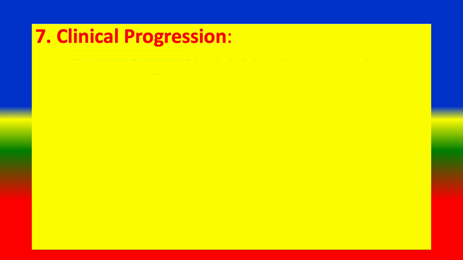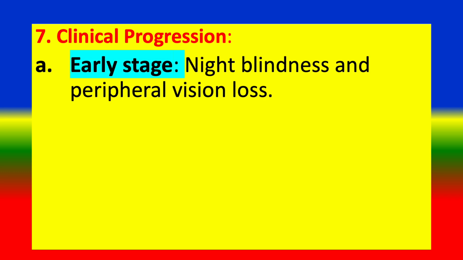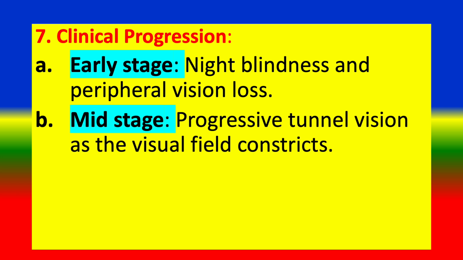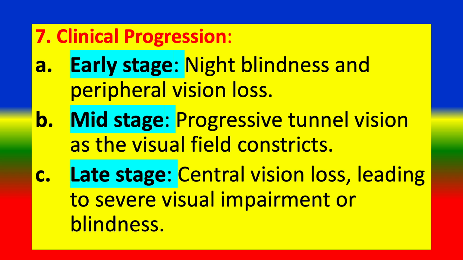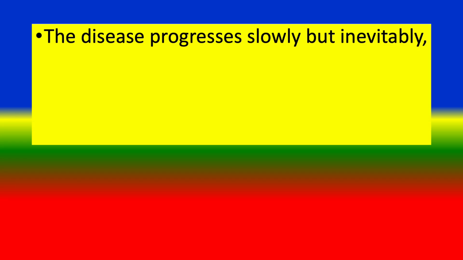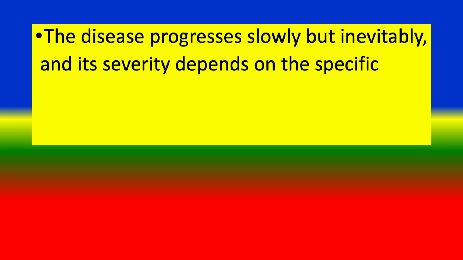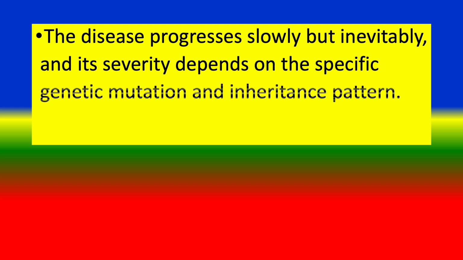7. Clinical progression. A. Early stage night blindness and peripheral vision loss. B. Mid stage progressive tunnel vision as the visual field constricts. C. Late stage central vision loss leading to severe visual impairment or blindness. The disease progresses slowly but inevitably. Its severity depends on the specific genetic mutation and inheritance pattern.